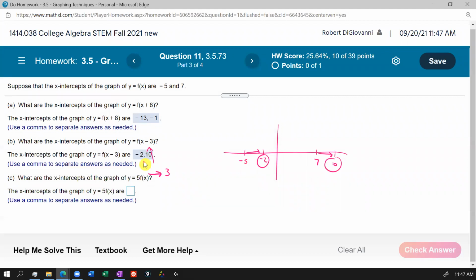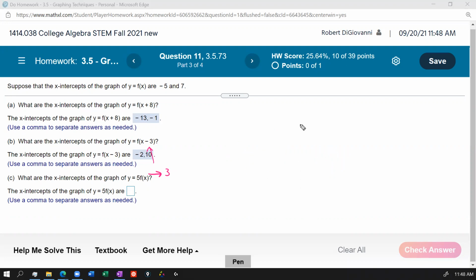All right, and then what are the x-intercepts of the graph of 5 times f of x? So this is important. We know, let me erase all this, we know that the original function has x-intercepts at negative 5 and 7.